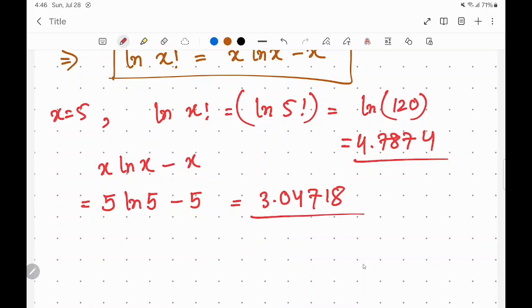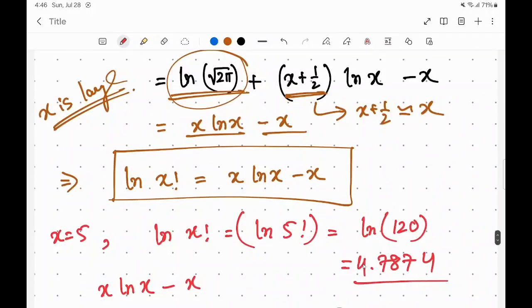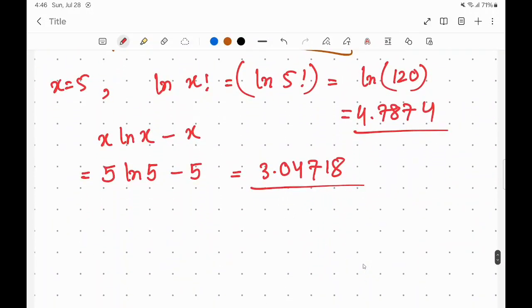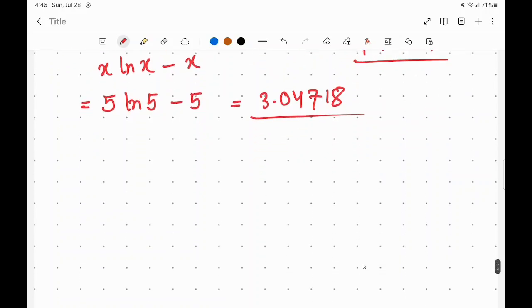So there is a difference because x is not a real huge number. We have considered the approximation, but that approximation is valid only for large values of x. But we are considering x equal to only 5. You can check, if you use x equal to 50, then the value will be much closer. Now, if you use the original Stirling formula, not the approximation, then what will be the value?